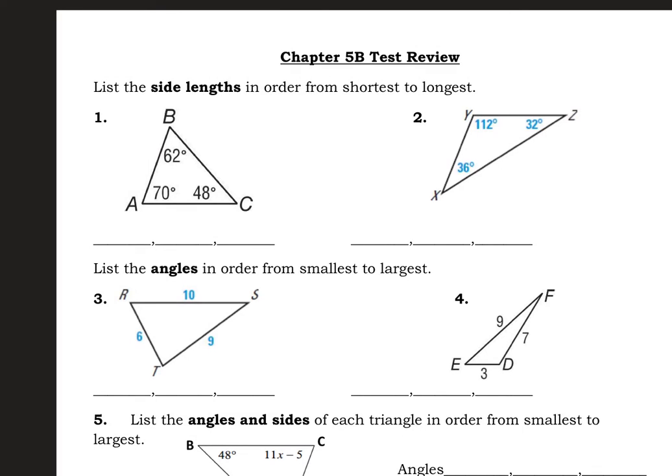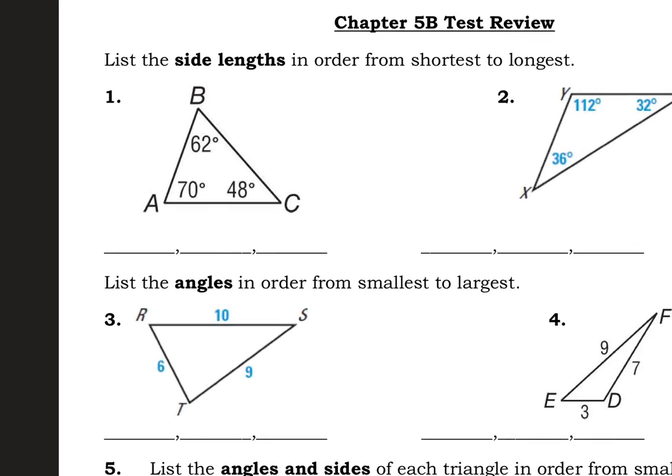We are looking at chapter 5B. This is covering sections 5.3, 5.5, and 5.6, okay? The very first part reads, list the side links in order from shortest to longest.